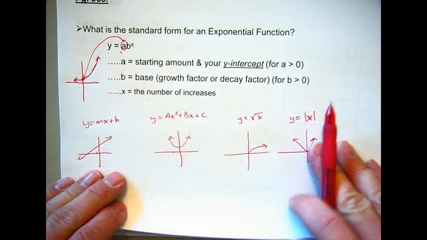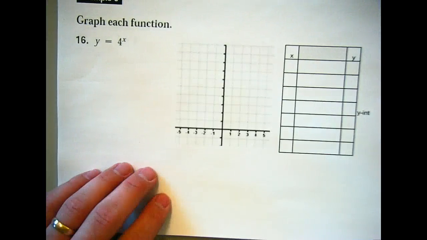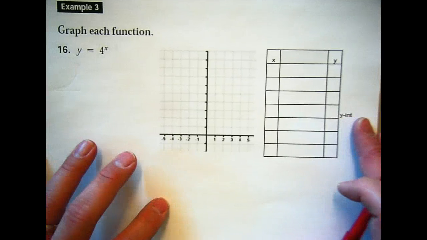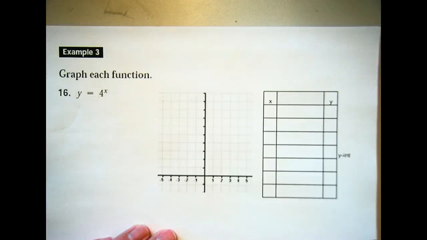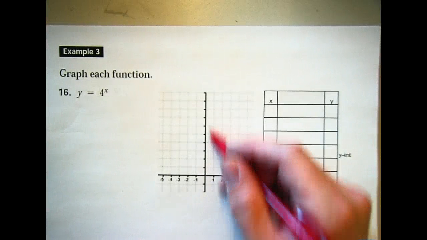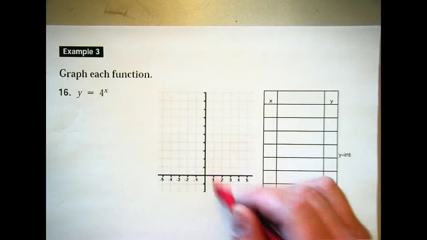Let's try this problem right here. y equals 4 to the power of x. All right, so the first thing we need to do is understand the y-intercept is always when it crosses the y-axis. That means x equals... What does x equal right here?